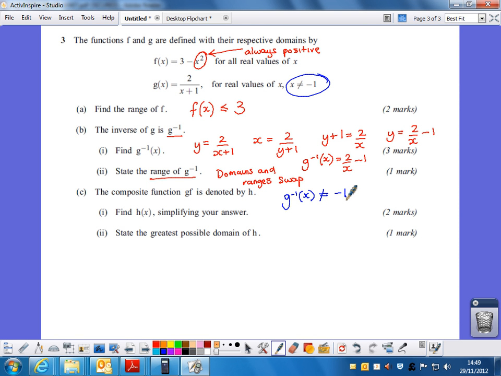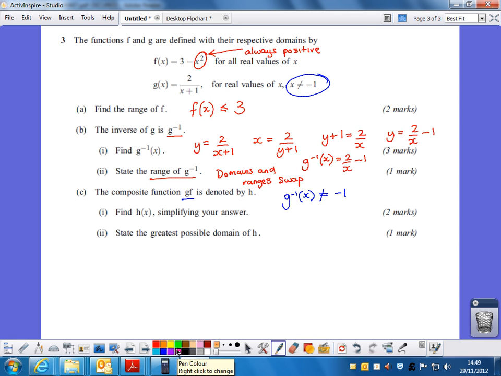In part C, we are asked to find a composite function, g of f. This is denoted by the letter h. It's important you realise that this notation means you put the function f into g, and we're going to use a substitution technique to show that.